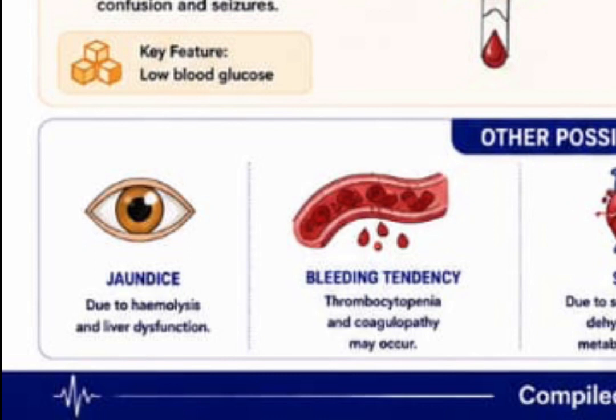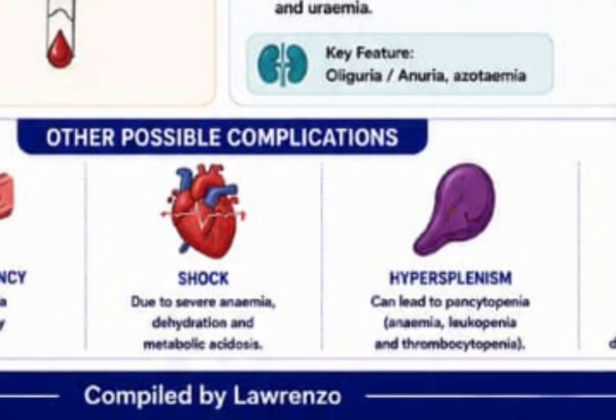So jaundice is the first sign of liver failure. There will be bleeding tendency. Why? Because there will be reduction in platelet formation, causing thrombocytopenia. There will be coagulopathy and reduction in platelet formation, which causes chronic bleeding.